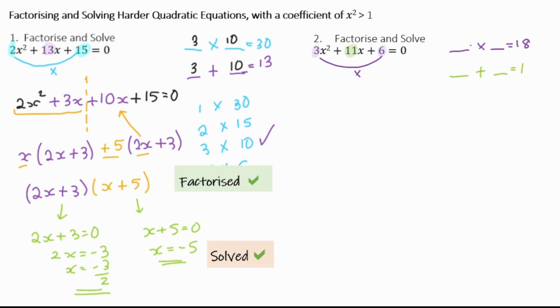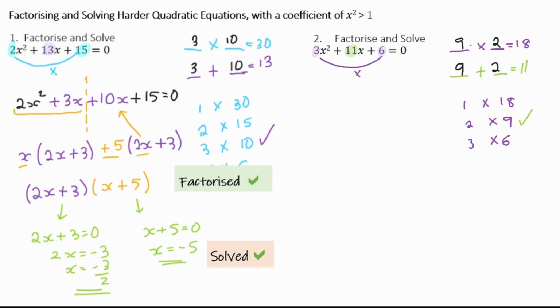So we now need to look for the factors of 18. So we've got 1 and 18, we've got 2 and 9, and we've got 3 and 6. The ones that add up to give us 11 are 2 and 9. So we are going to use 9 times 2 to give us 18, and 9 plus 2 to give us 11.